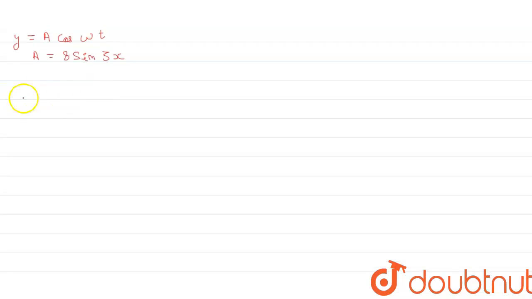So we can say from here, when the value of x equal to 2.3 centimeter, then y will be equal to 8 sin(3 into 2.3) multiplied by cos 2t, right? That will be equal to 4.63 cos 2t.